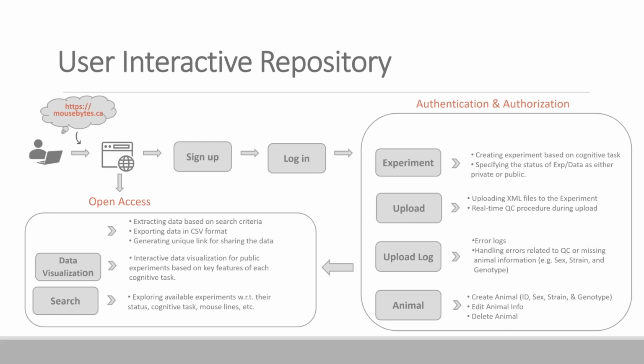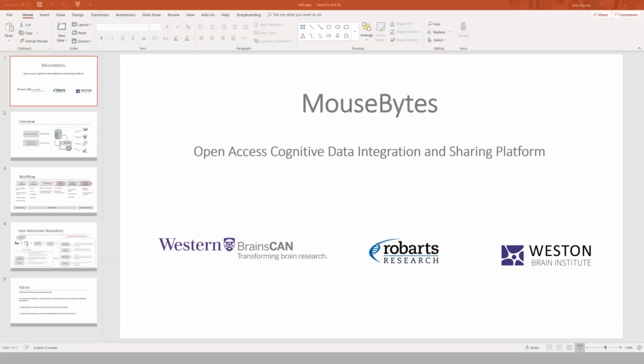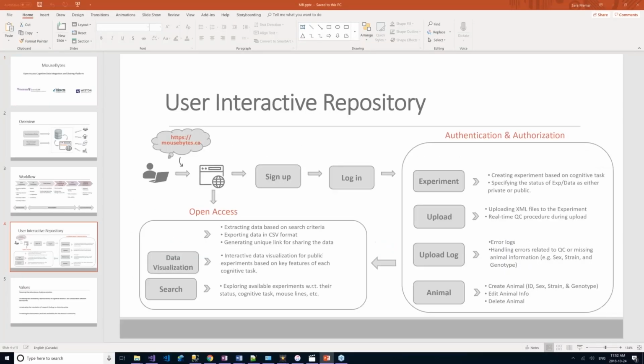If there is any issue with the data, they can list the errors in the upload log page in MouseBytes. There's also an option to handle the errors. For example, if there is any error about the quality control, they can handle that in the same application. And if there is any missing animal information, they can add it to the system. There is also a space in the application for creating the animals, and then adding the data of the animal to the application.